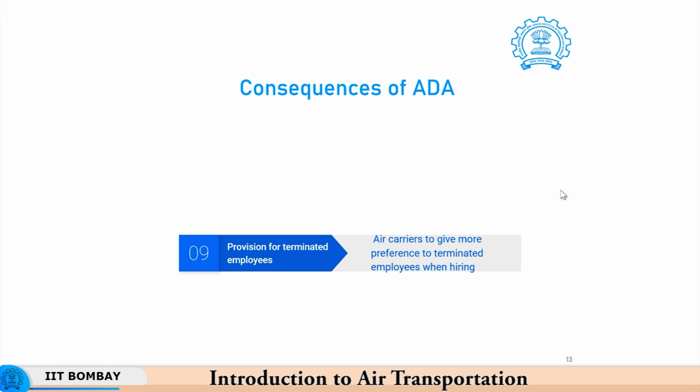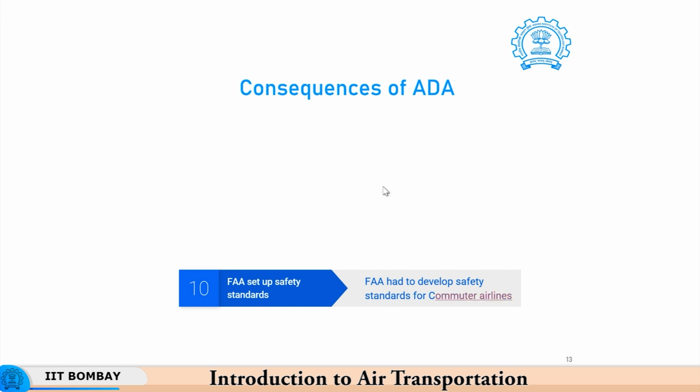So, when the ADA was created, there was an attempt to ensure that the air carriers give preference to terminated employees when hiring. Instead of just using hire and fire, they were required to give priority and preference to the experienced airline crew who had already been working with them or with other airlines. The FAA was set up to come up with safety standards, and there was a specific class of airlines called the commuter airlines, which had a very poor safety record, and lots of accidents were taking place. So, therefore, the FAA had to develop safety standards for commuter airlines.